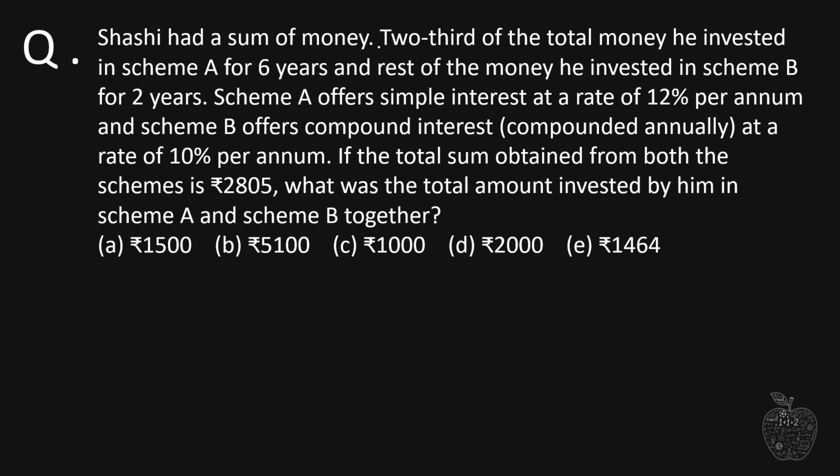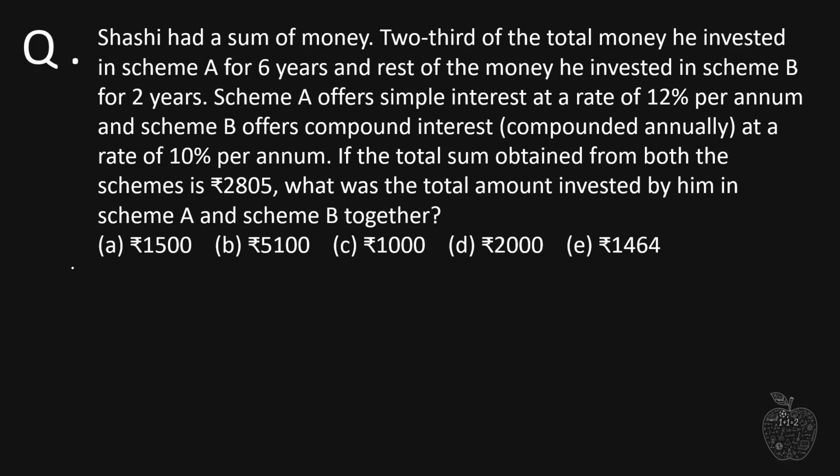Shashi had a sum of money. 2/3 of the total money he invested in scheme A for 6 years, and the rest of the money he invested in scheme B for 2 years. Scheme A offers simple interest at a rate of 12% per annum, and scheme B offers compound interest compounded annually at a rate of 10% per annum. If the total sum obtained from both the schemes is 2,805, what was the total sum invested by him in scheme A and scheme B together?